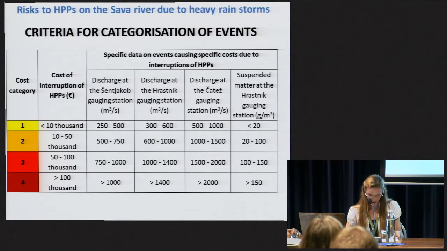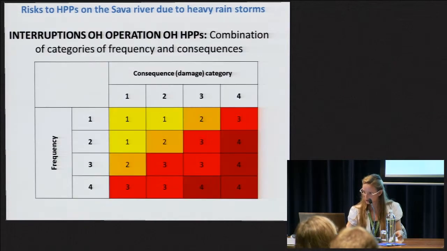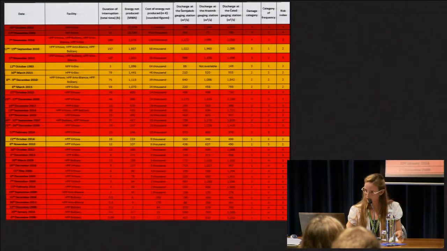We connected these interruptions with discharges at different gauging stations on the Sava River because hydroelectric power plants are relatively new and we only had data available about interruptions since year 2000, but the gauging stations have been in operation since 1926. So with this data we could calculate frequencies with greater certainty. For each event, categories of damages and frequencies were combined to obtain a risk index. And this can also be seen here in the last 3 columns.